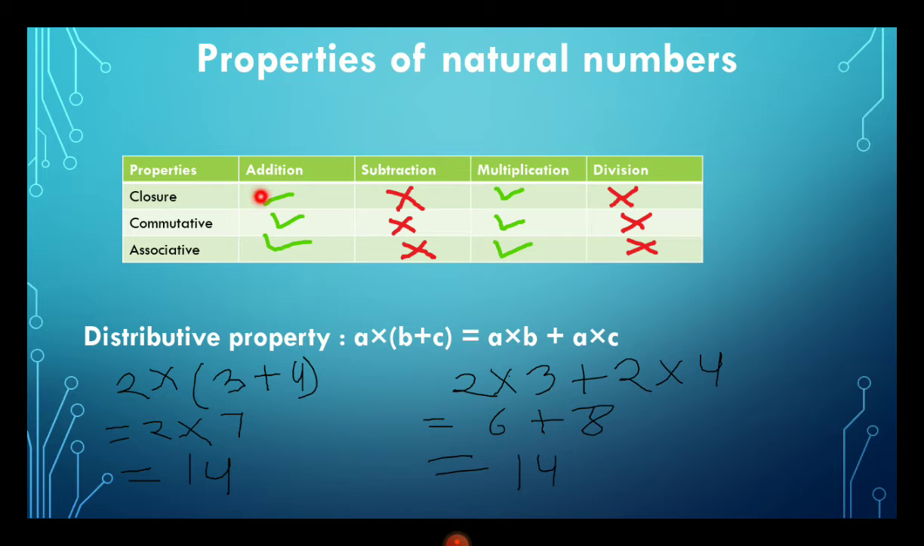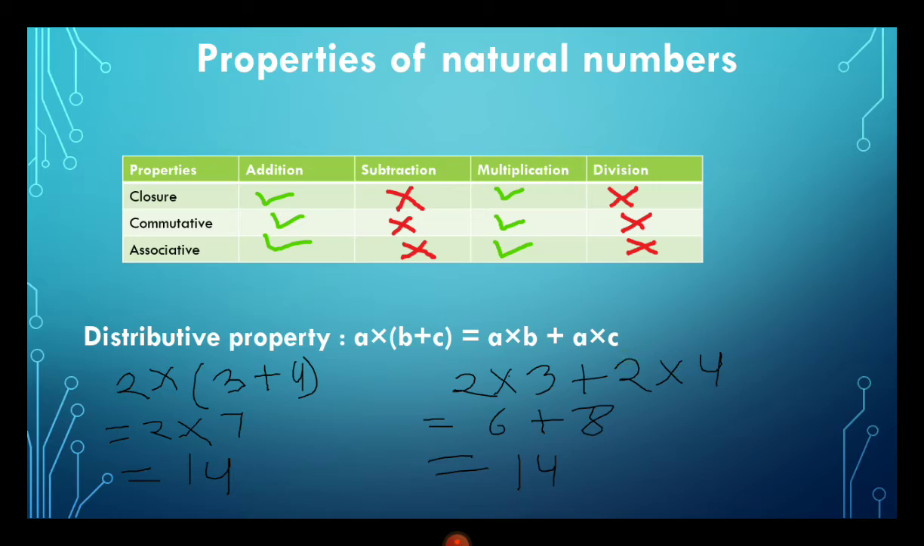Okay, so let's look at it for addition. Addition follows the closure property, subtraction does not follow the closure property, multiplication follows, and division does not follow. Commutative property: addition follows, subtraction doesn't follow the commutative property, multiplication follows the commutative property, and division also doesn't follow the commutative property. Associative property: addition follows the associative property, subtraction does not follow the associative property, multiplication follows the associative property, but division doesn't. And distributive property is that a into (b plus c) is equal to a into b plus a into c.